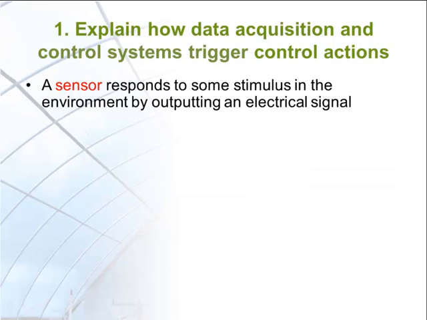A sensor responds to some stimulus in the environment by outputting an electrical signal. The signal can be a voltage or a current. Sensors with a voltage signal output are suitable for short-distance data transmission, where sensors are not too far from a controller. On the other hand, sensors with current outputs are better suited for applications where sensors are at a long distance away from a controller.